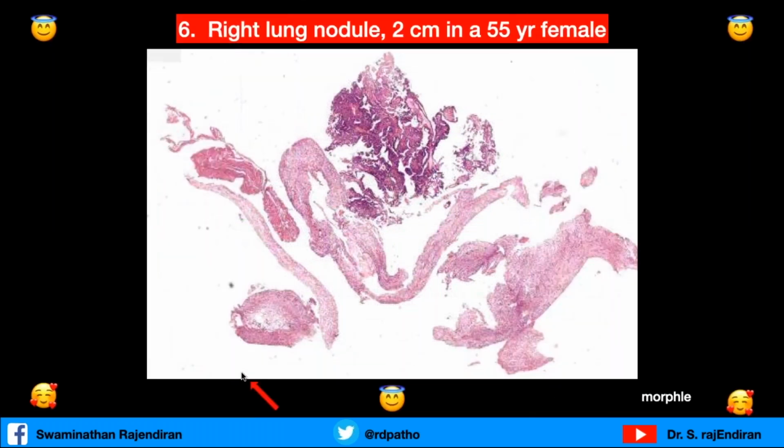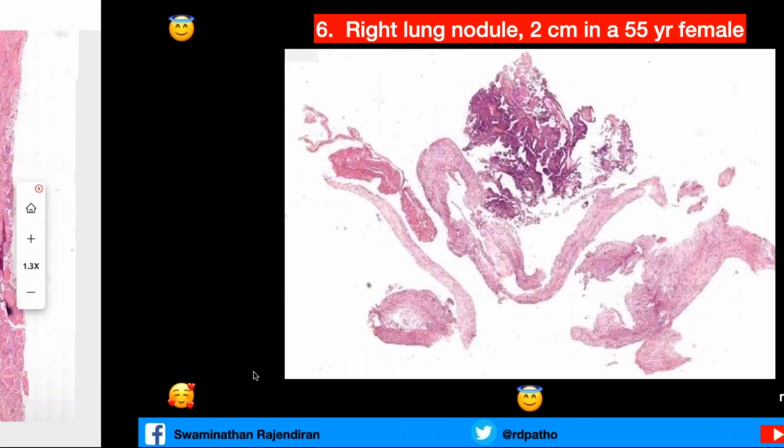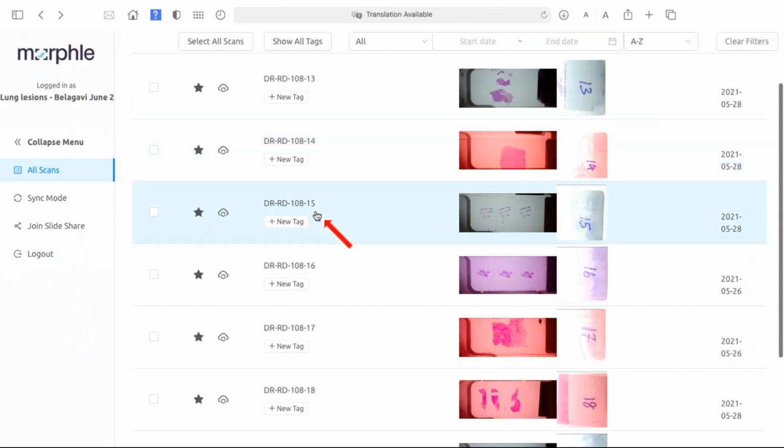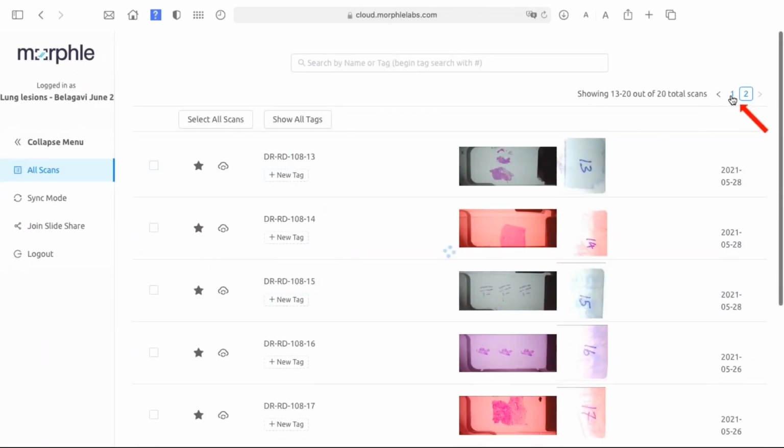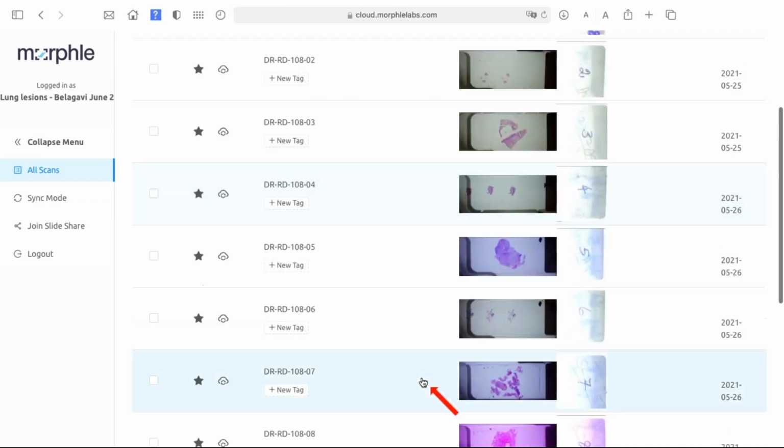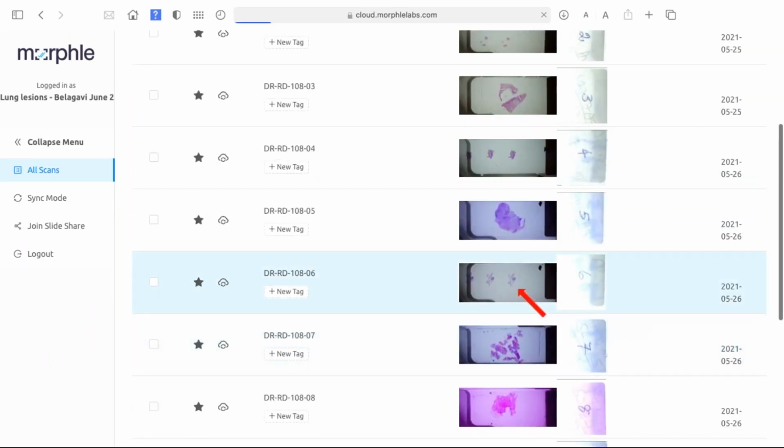Oh, one more last case. Case number 6, right lung nodule, 2 centimeter, in a 54-year-old, 55-year-old female. Sorry for lying to you that the previous slide was the last case. Slide 6. Slide check. Ashwini. Yes, sir.